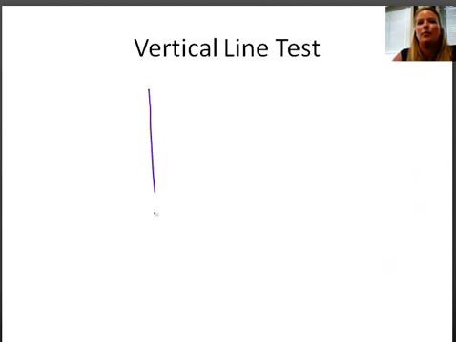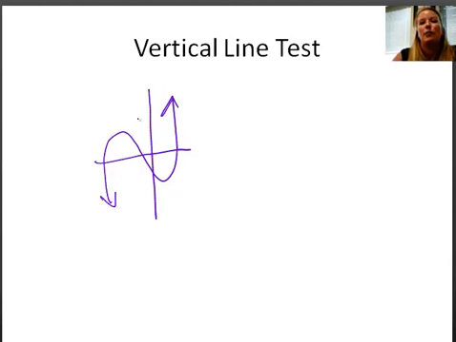Okay, so the function that I just drew, let's talk about it. If it goes like this, okay, to test to see if it's an actual function, what you do is you draw a vertical line.